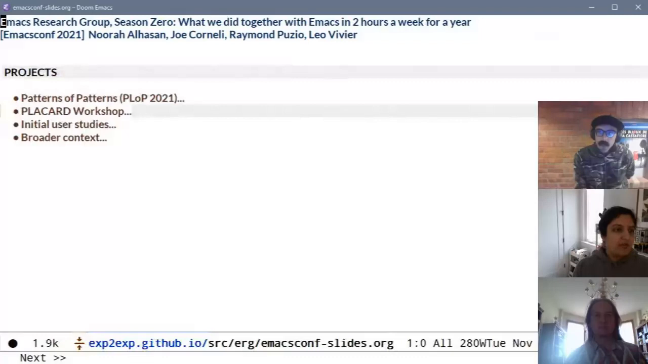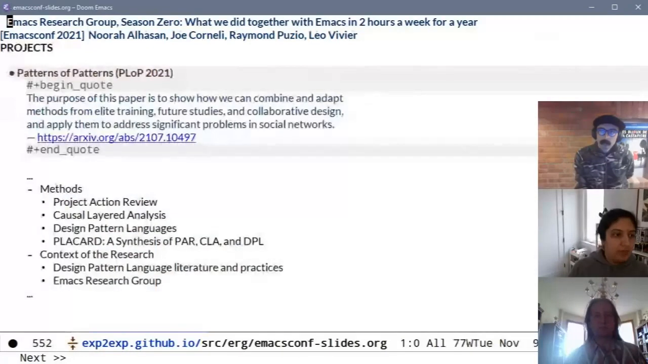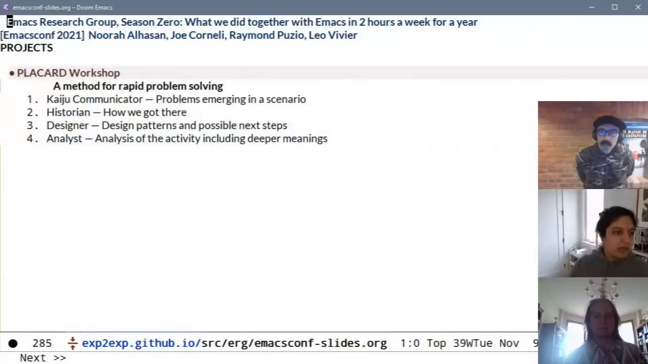Okay, so we have been working on several projects: a paper for the pattern conference mentioned earlier, a workshop, and a user study, and we'll say a little bit more about these. We co-authored a paper that touches on all of the topics we mentioned earlier and presented it at the leading conference on design patterns for programs and programming. One of the case studies in the paper sums up the way we work in ERG.